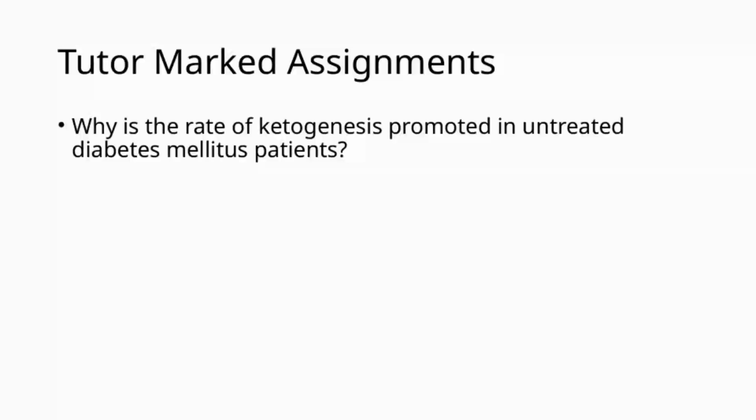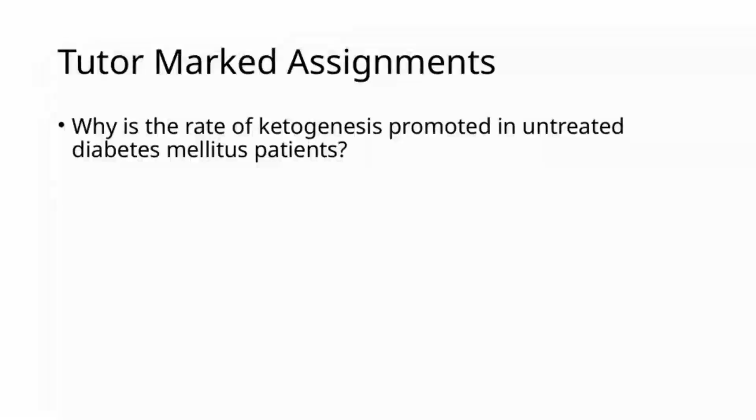However, this overproduction of ketone bodies can lead to ketosis, and in severe cases, diabetic ketoacidosis. So, in summary, the promotion of ketogenesis in untreated diabetes is primarily driven by low insulin levels, increased lipolysis, and the body's attempt to compensate for impaired glucose utilization by switching to fat as the primary energy source.